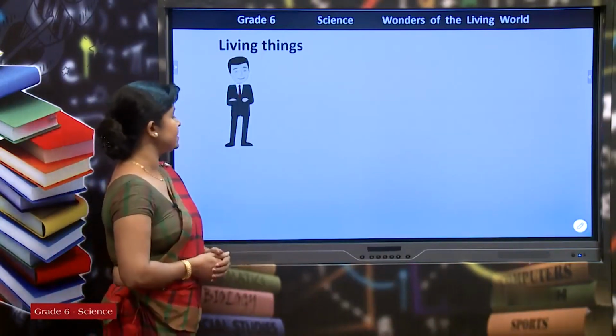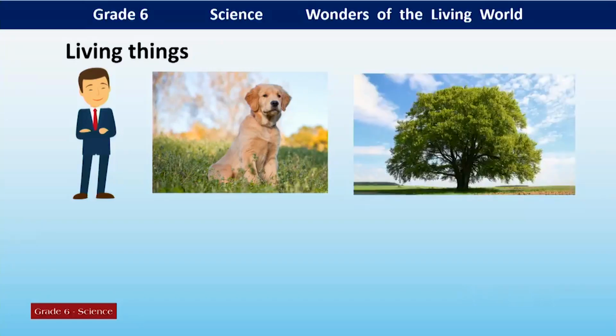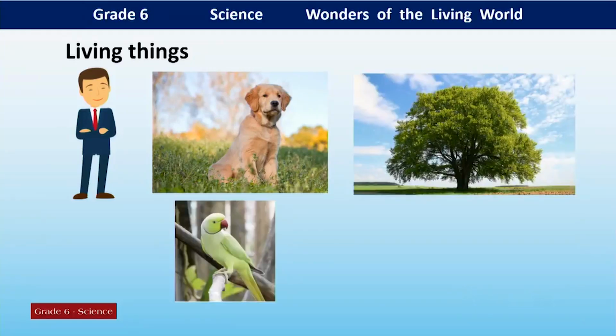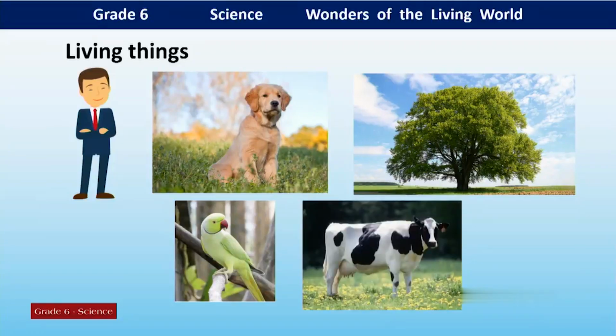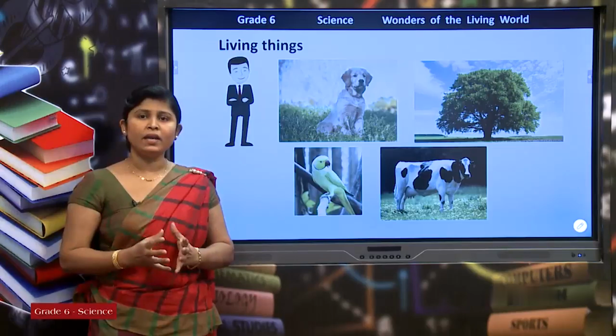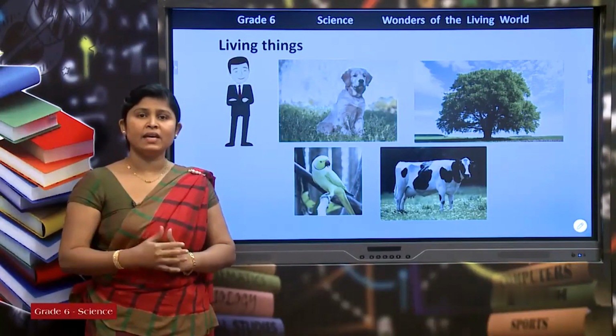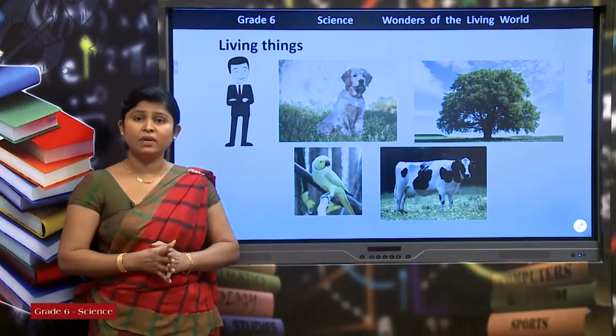Let's see some examples. The man, the dog, tree, then parrot and the cow. My dear children, you can understand that the pictures given on the screen indicate the living things. Can you tell me a feature of these living things? Yes, the size, weight or height of these organisms increase with time. They increase with their age. So that is the feature of living things.